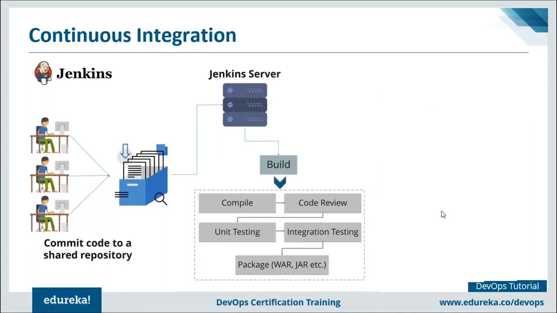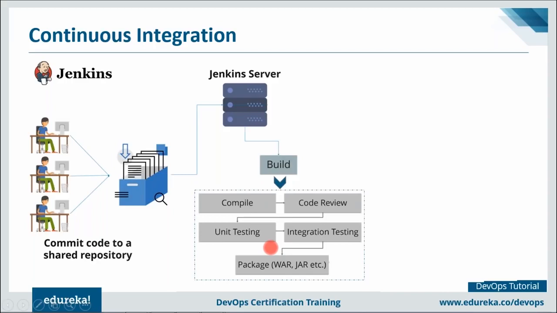So continuous integration is basically committing the changes in the source code more frequently, and every commit will then be built using a Jenkins server, or any continuous integration server. So this Jenkins will trigger a build the moment any developer commits a change in the source code. And build includes your compiling, code review, unit testing, integration testing, packaging, and everything.